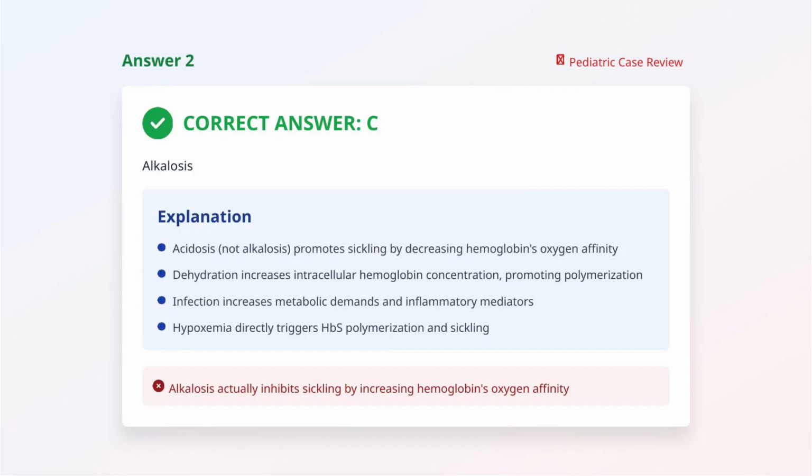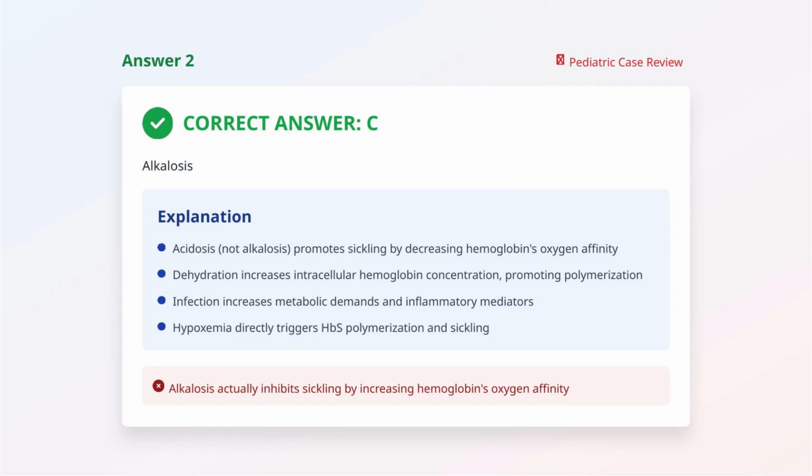The correct answer is C. Alkalosis does not trigger or exacerbate sickling in patients with sickle cell disease. In fact, acidosis, not alkalosis, promotes sickling by decreasing hemoglobin's oxygen affinity. Dehydration increases intracellular hemoglobin concentration, promoting polymerization. Infection increases metabolic demands and inflammatory mediators that can trigger sickling. Hypoxemia directly triggers hemoglobin S polymerization and sickling.